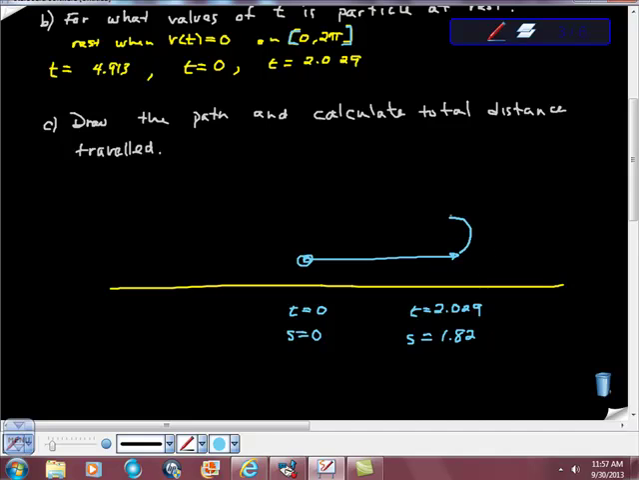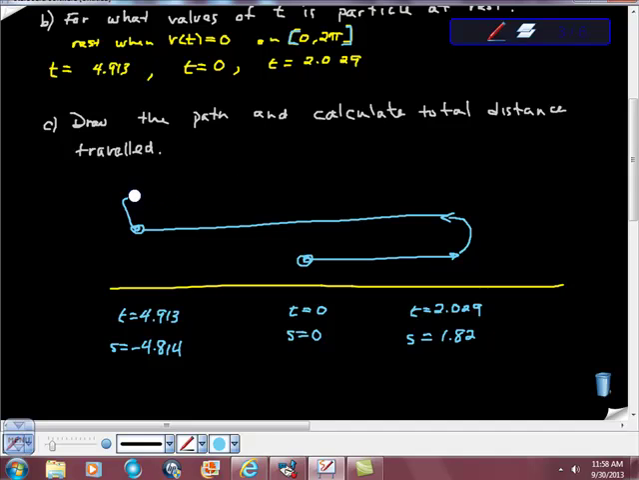So I'm going to draw this little marker here, and then I'm going to draw the next time that he stops, which is at t equals 4.913, and that position is, where does he end up? Oh, there it is. His position is negative 4.814. So he goes all the way back to here, doesn't he? And he gets to this point. And then he stops and he goes back.